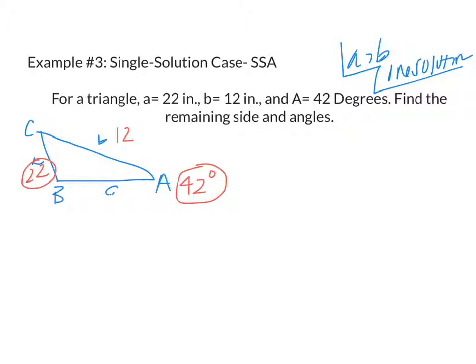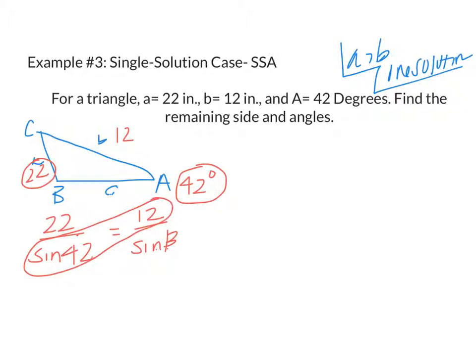Okay, so if I have a over sine A, which would be 22 over sine of 42, then I am going to try to find B's information. So B's information will be 12 over sine B. Okay, so this is the first time that I'm finding an angle rather than a side, which is a lot harder than finding a side, because sometimes we kind of get lost in it. So the math to find sine B would be 12 times sine of 42, and then we're going to divide by 22. So again, sine B is 12 times sine of 42 over 22, okay?